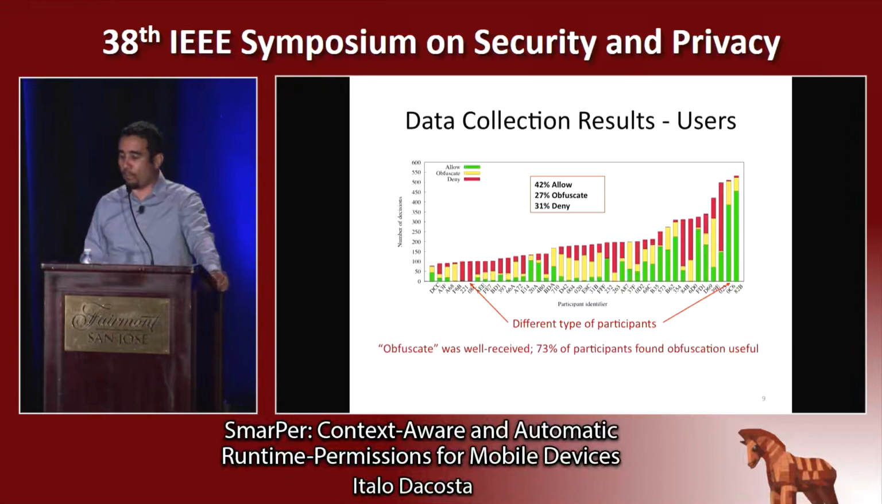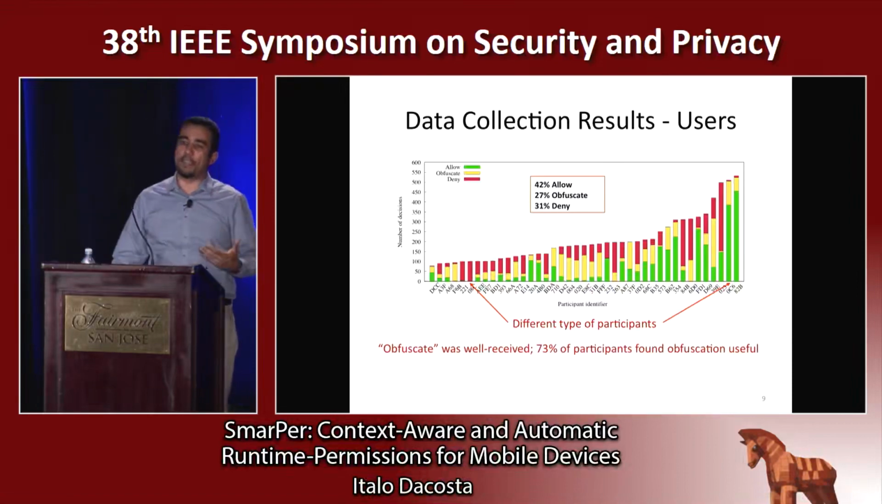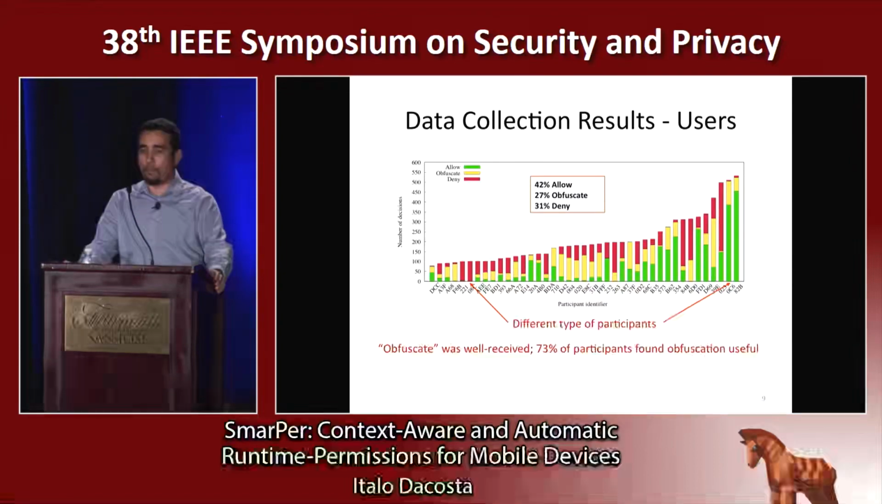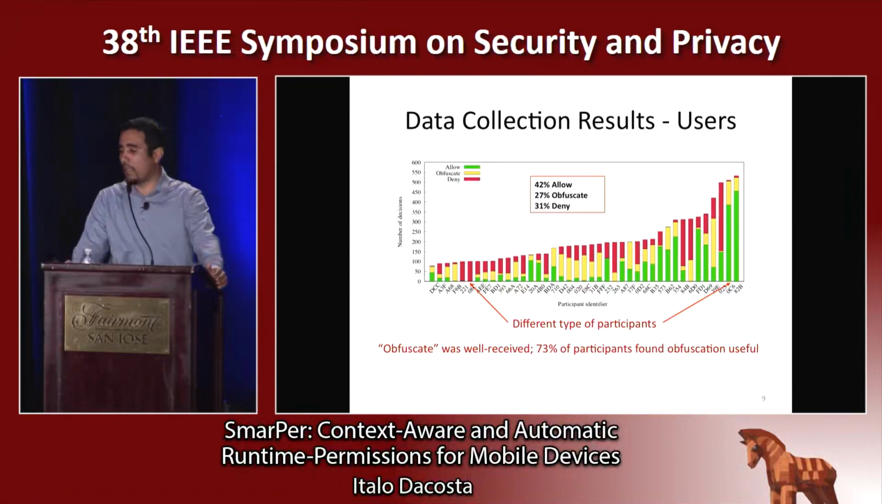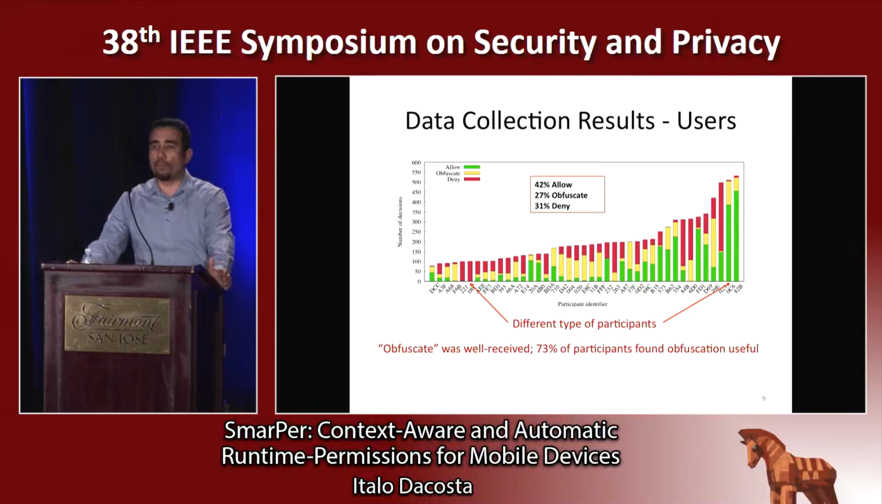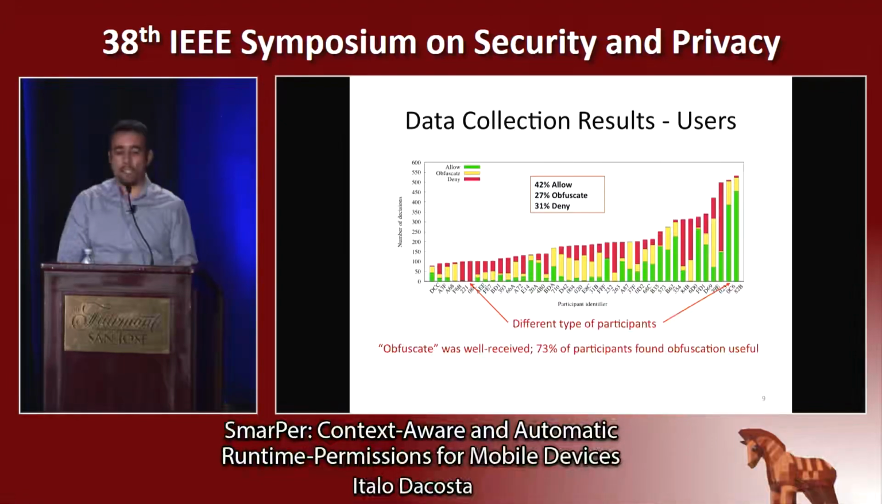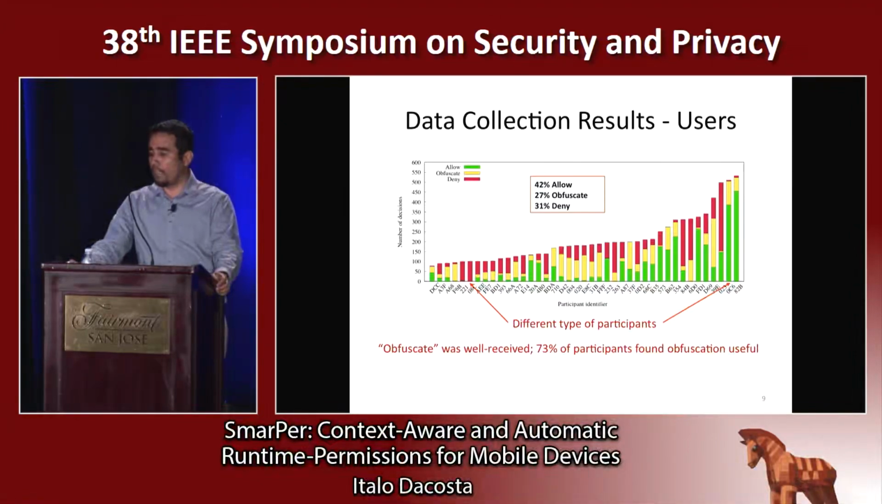An important takeaway from this is that we were quite pleased that most users were positive about the use of obfuscation. We found very few issues with compatibility with apps. In an exit survey that we did with the users, 73% of them reported that they found obfuscation useful and that they would be interested in seeing obfuscation techniques for other data types.